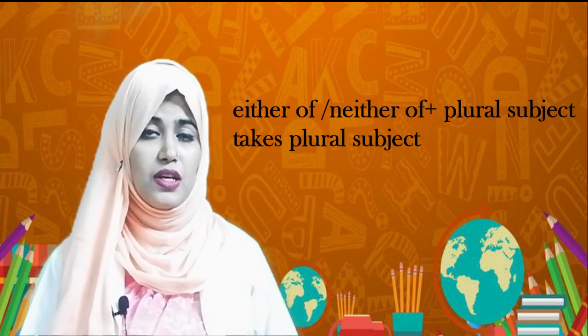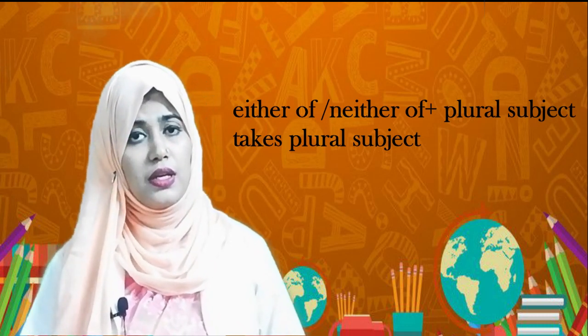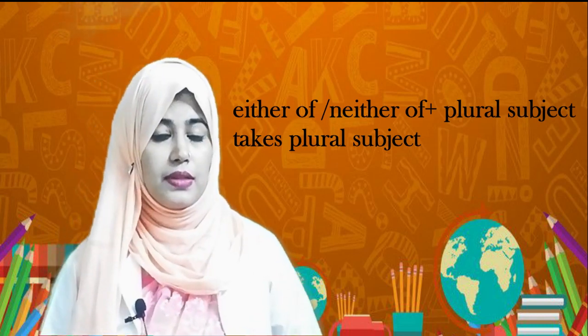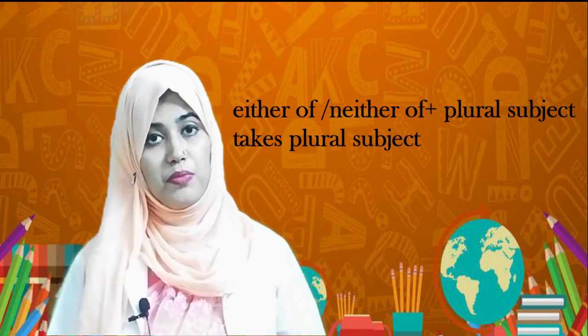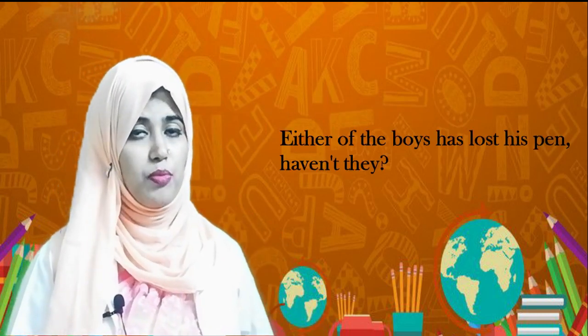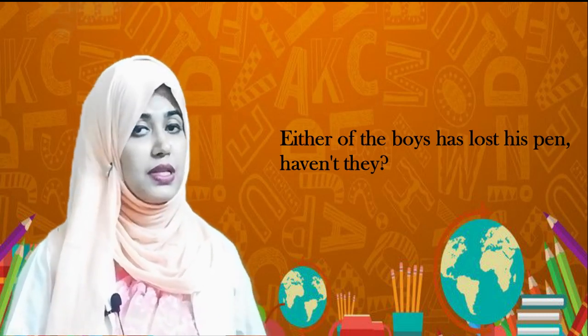In case of either of the boys or either of the girls, either of the brothers, either of the sisters, then the subject and verb of the tag question will be in plural form. For example, either of the boys has lost his pen. The tag will be haven't they?